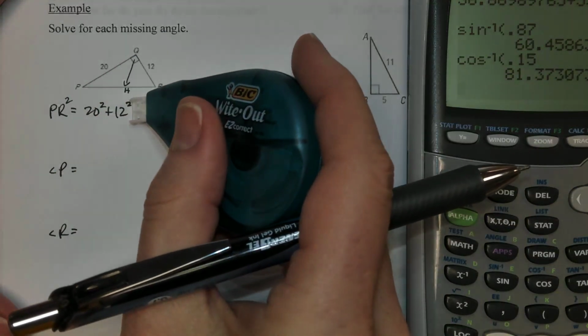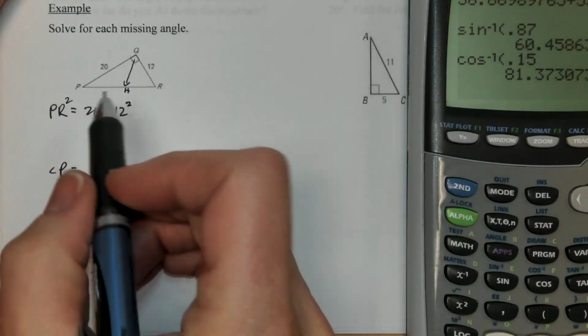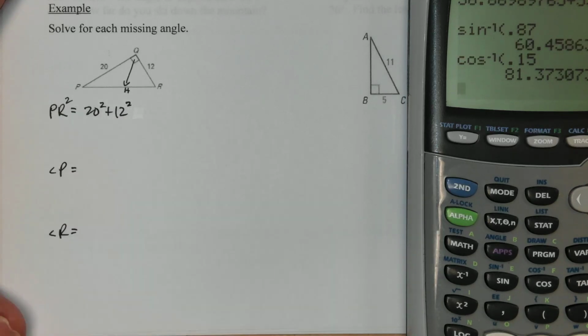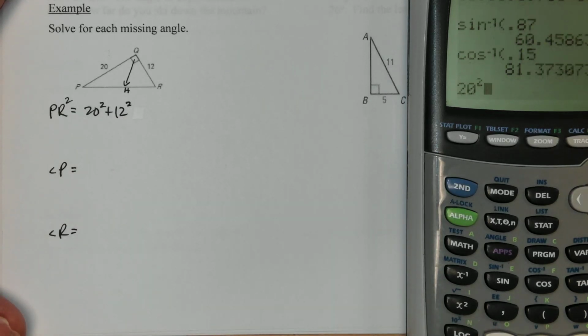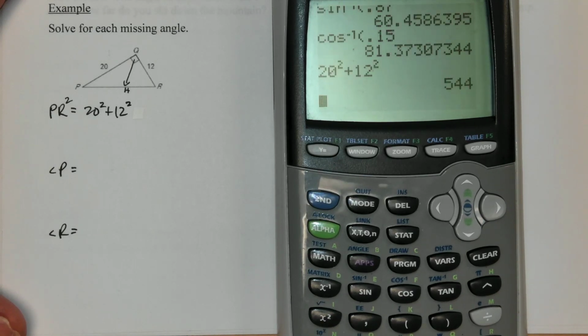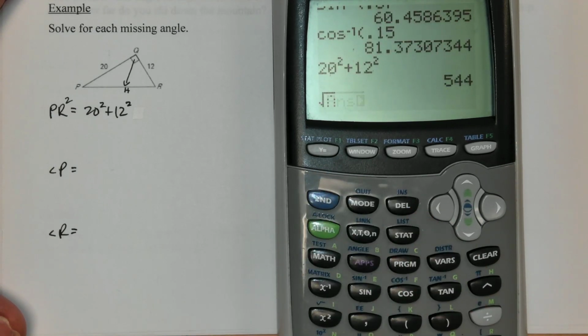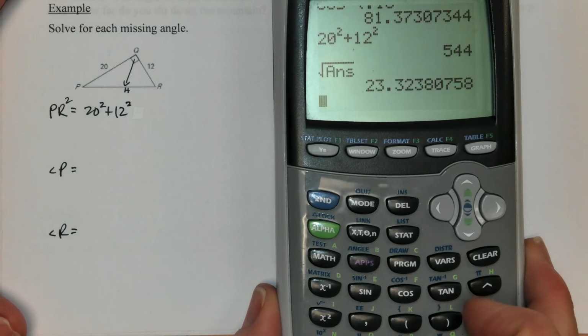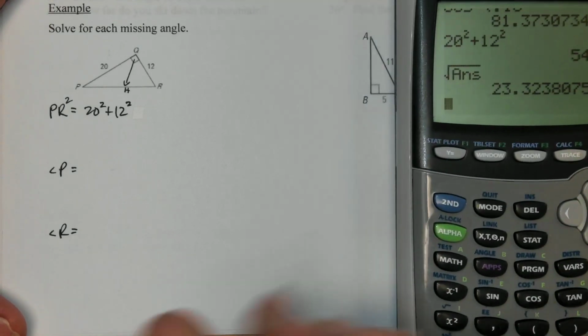You could also put an X down here, or you could just have it be your H squared. That would work too. So 20 squared, sorry, you can't see it, 12 squared. And then we're going to square root that. So you could write for me both the square root of 544 and then 23.32.